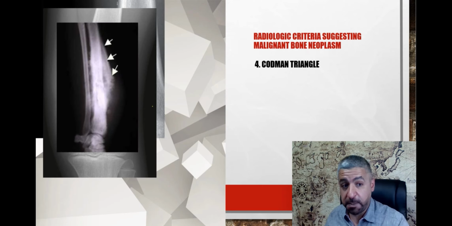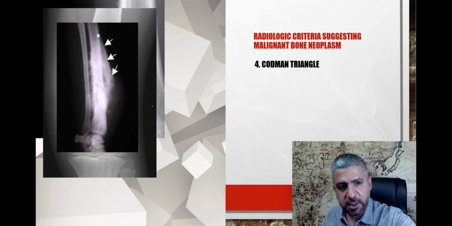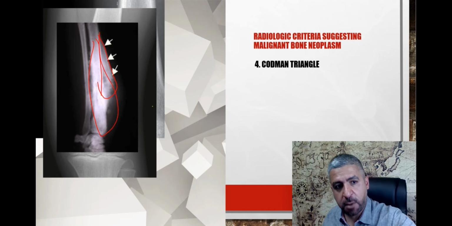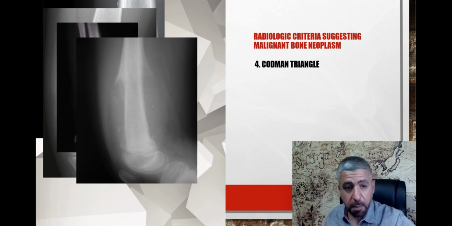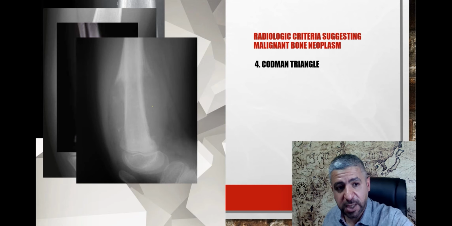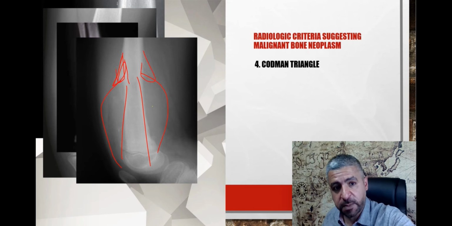Another example, it might be very prominent, like here. This is a big Codman triangle due to the big tumor destroying and invading the bone. So this is another feature of malignant involvement. Again, you might see Codman triangle on both sides of the bone, on both sides of the tumor. This is the abnormal bone, and you can see this tumor, the mass here, and a Codman triangle here, and a Codman triangle here.